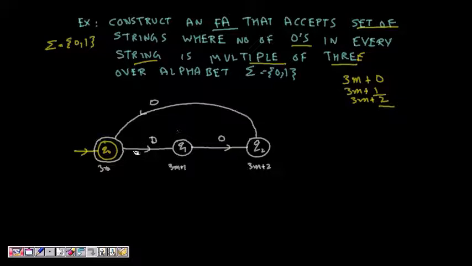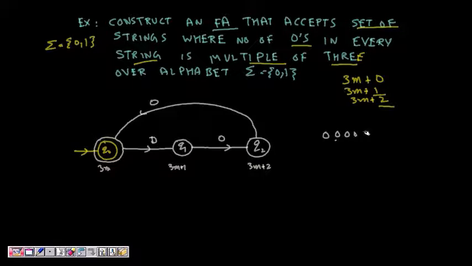So now what have I made? Let's see 1 0 and 2 zeros. From Q0 I see 1 0, I go here. Next 0, I go here. So Q2, which is of the form 3m plus 2 where m is 0.